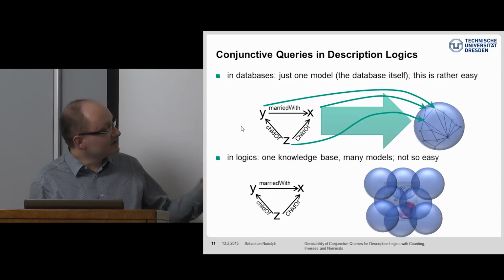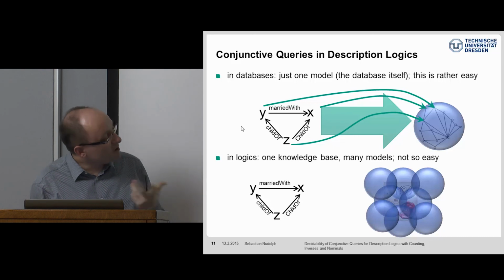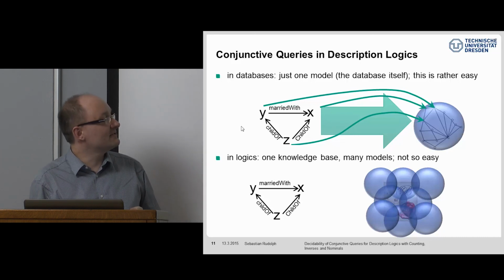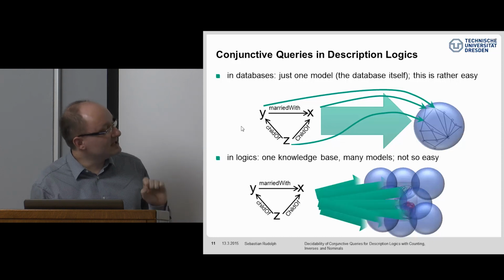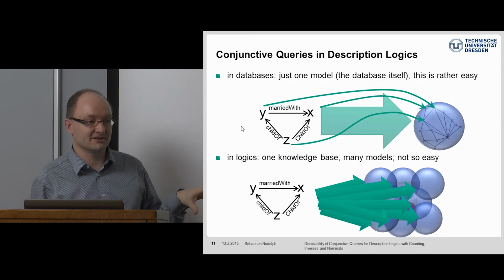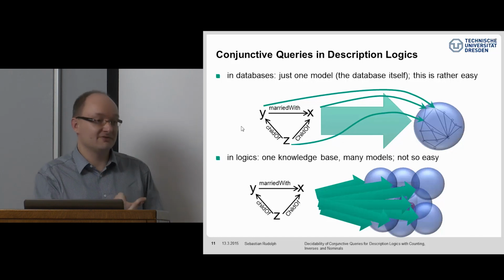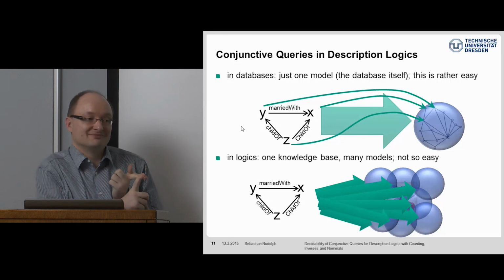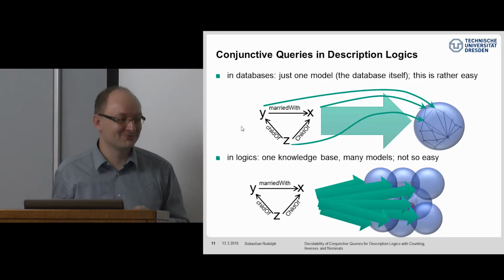But then if we want to know if a query is really entailed by or holds for an ontology, we have to see if there is a mapping or a match of that query in each and every model of the knowledge base. That's the task we are interested in: conjunctive query answering over an ontology. And that's, of course, much more difficult than just answering a query over a database. Because typically we have infinitely many models, and models might be of infinite size, so it's not possible to go through all of them.